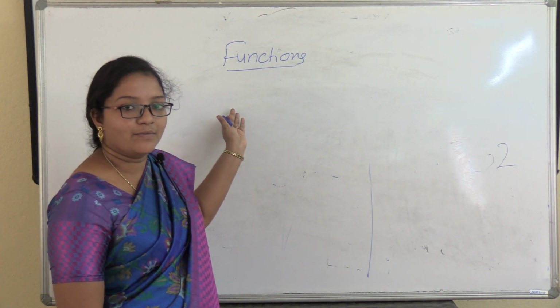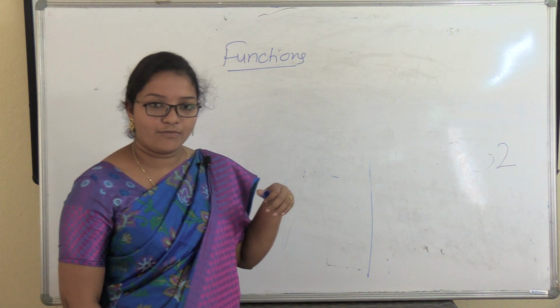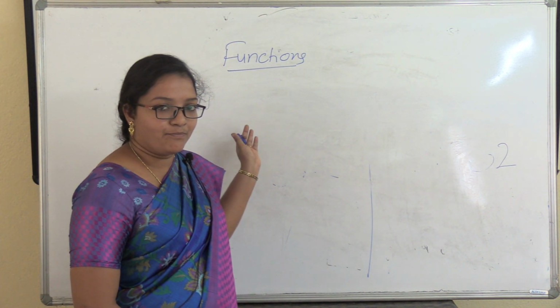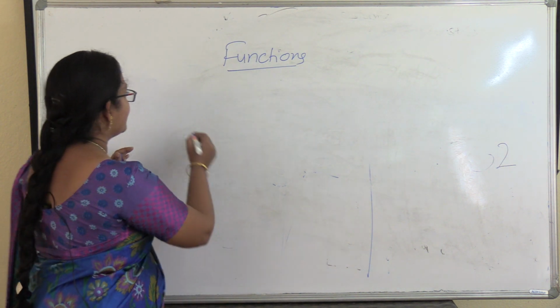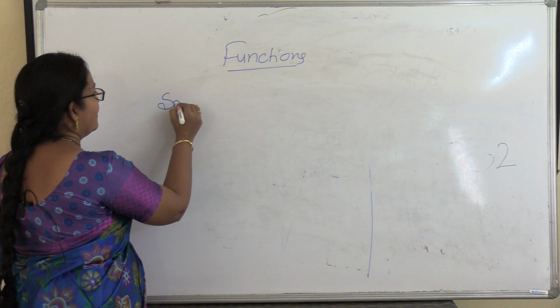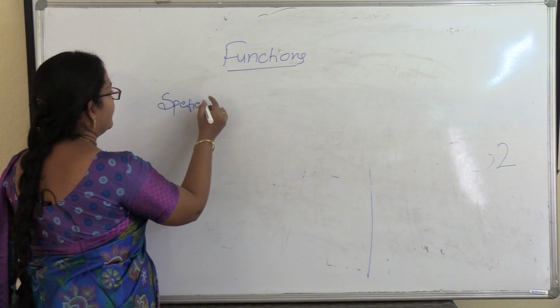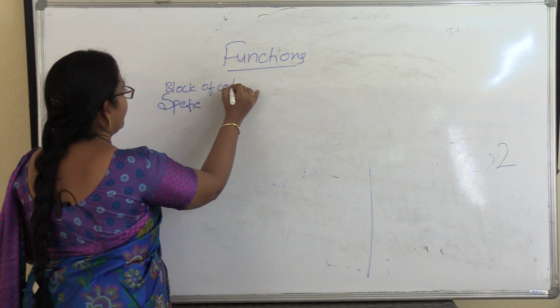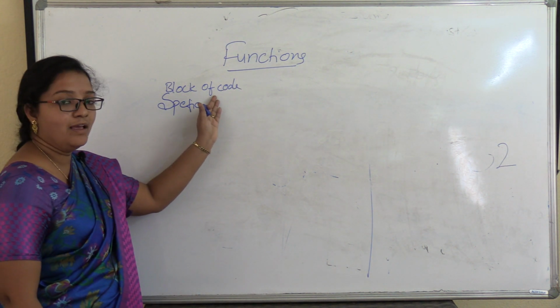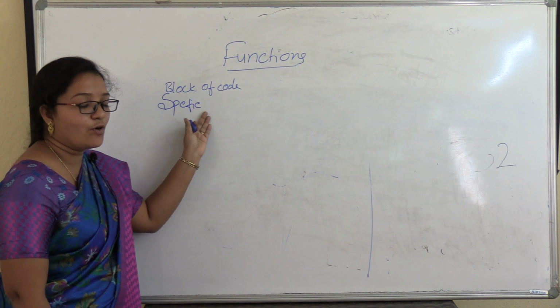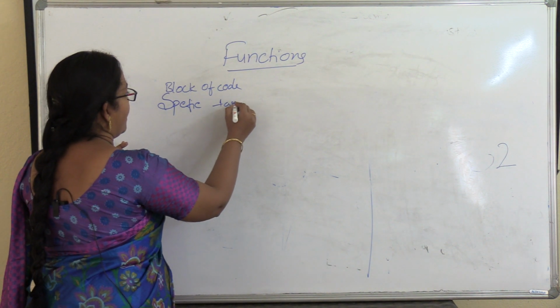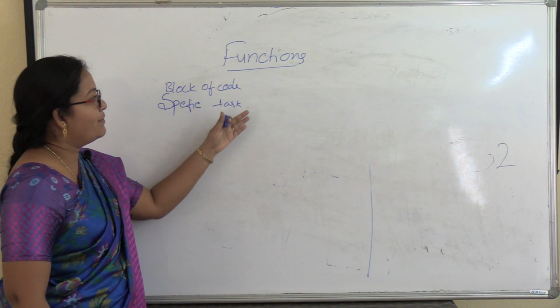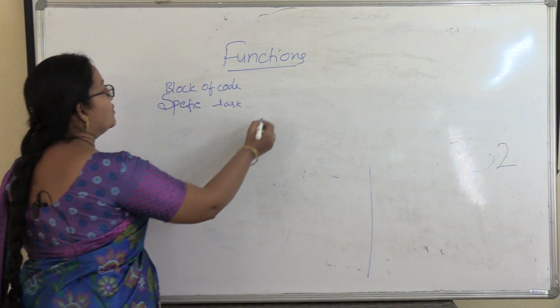What is a function? A function is defined as a block of code that can perform a specific task. Functions are mainly classified into two types.